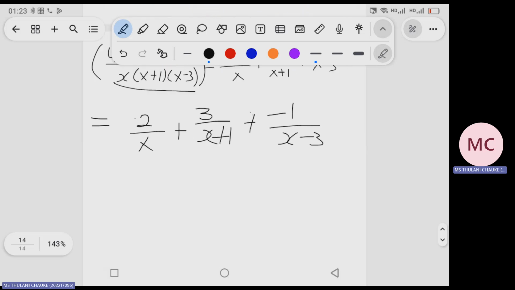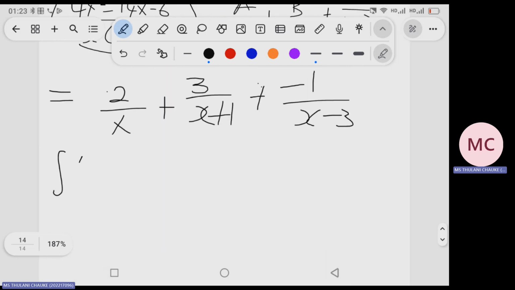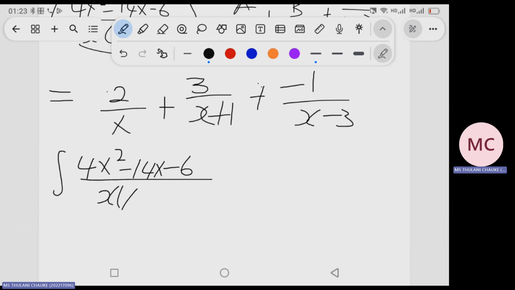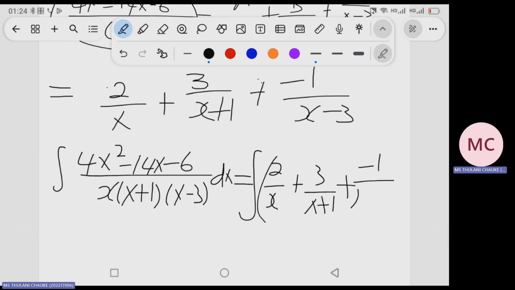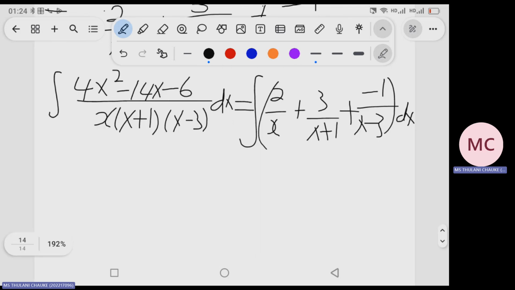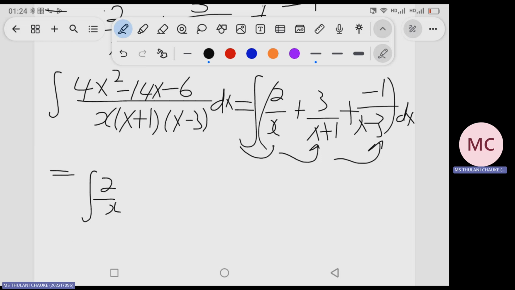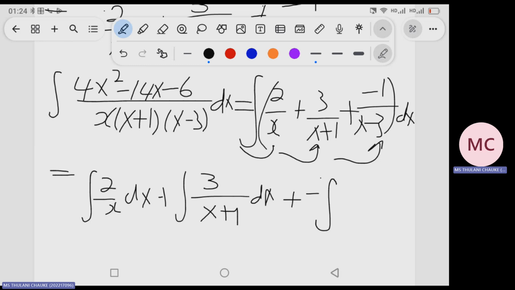So now I know that the integral of 4x squared minus 14x minus 6 all over x plus 1, x minus 3 dx can be rewritten as the integral of 2 over x plus 3 over x plus 1 plus negative 1 over x minus 3 dx. And then you distribute the integral sign, and you'll have the integral of 2 over x dx plus the integral of 3 over x plus 1 dx plus negative integral 1 over x minus 3 dx.